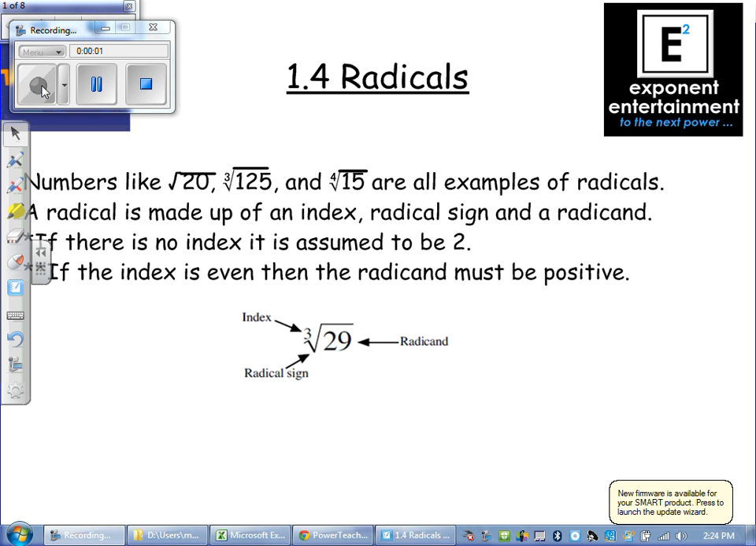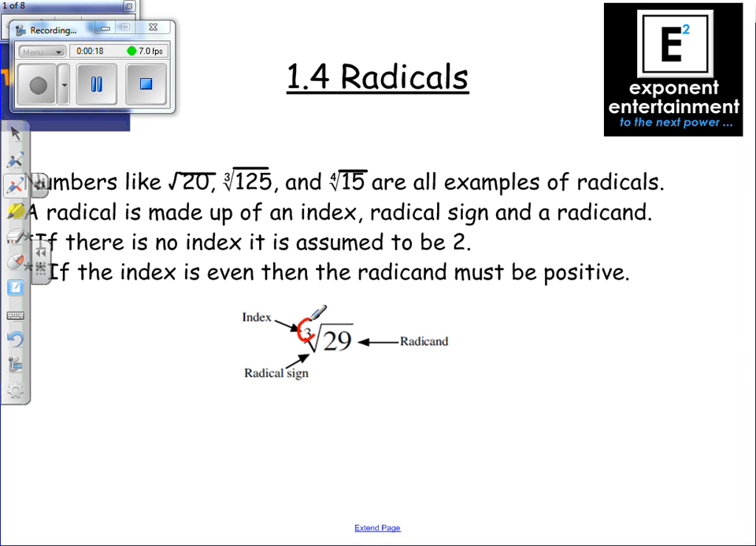Numbers like the square root of 20, the cube root of 125, the fourth root of 15 are all examples of radicals. We've already discussed a lot about radicals, but we have some definitions that we just need to go over. Right here, that's your index. Right here is your radicand. If there's no index, that means your index is 2.